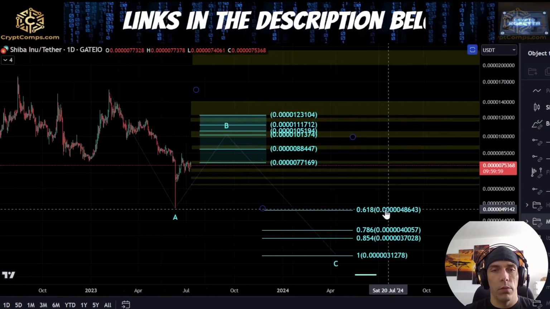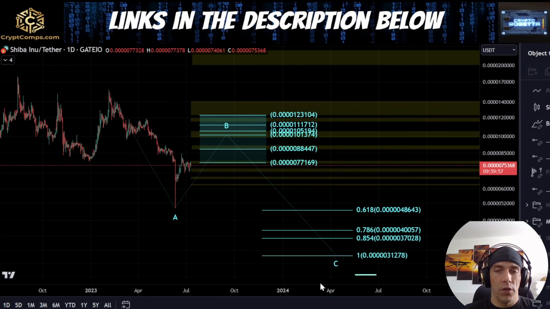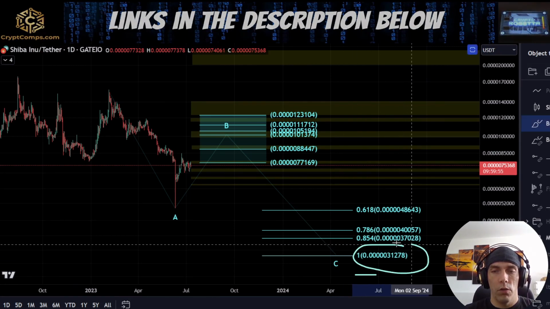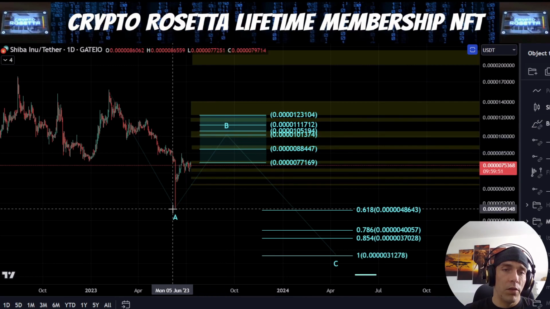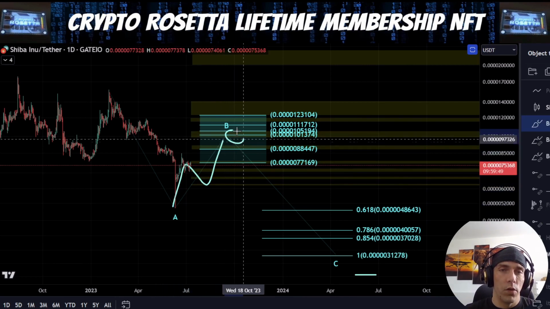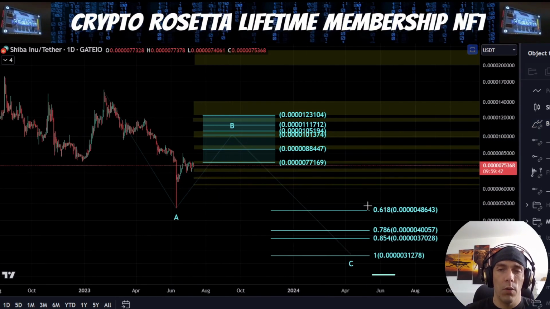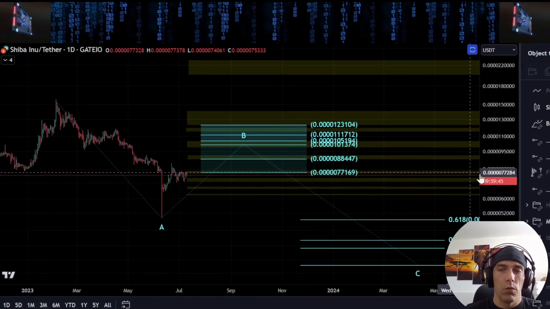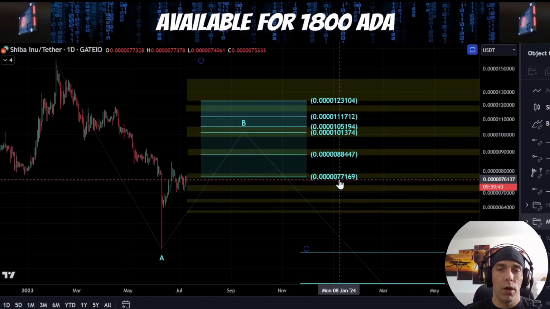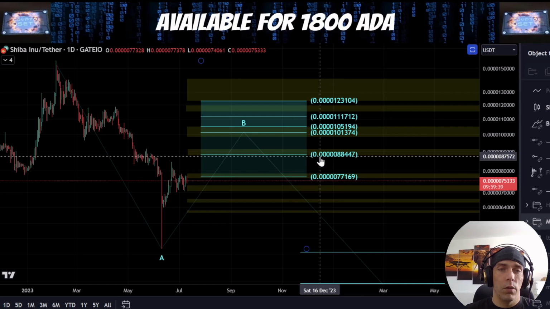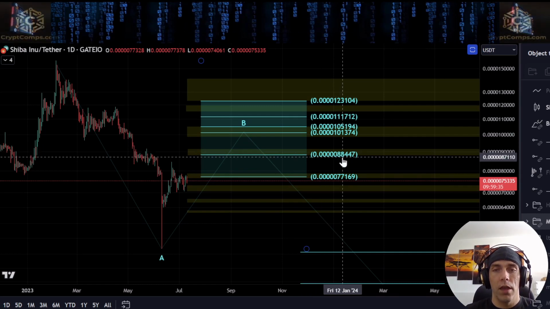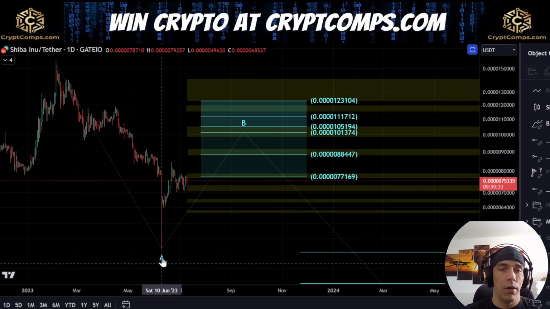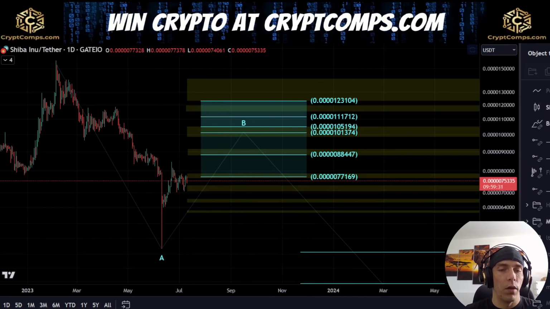Now, what we are looking for as a target here is potentially this one-to-one of this 31278. Now, this would be based on coming up here towards this 0.618 region. We have, however, come into this typical rejection box already. So we've come into this 382 and we haven't quite hit this 50% level yet. This 50% is sitting at this 88447, but we have come up into sort of a minimum requirement here.